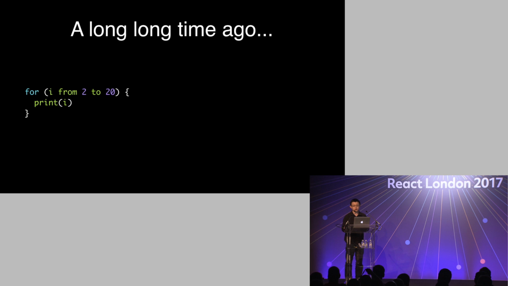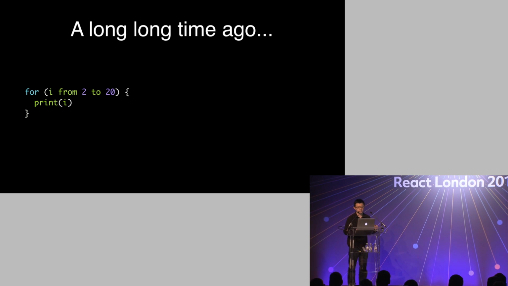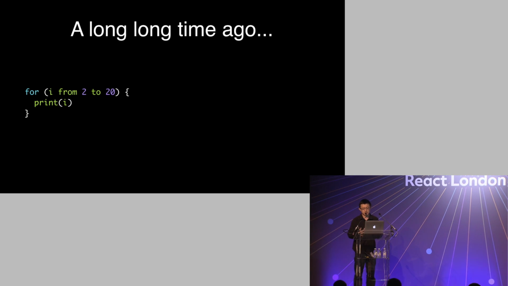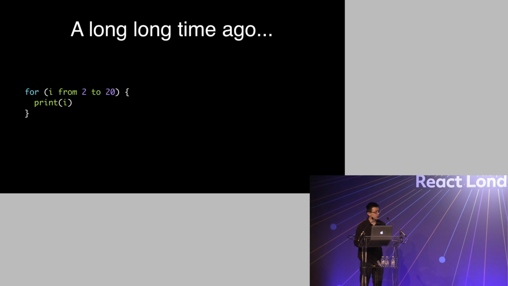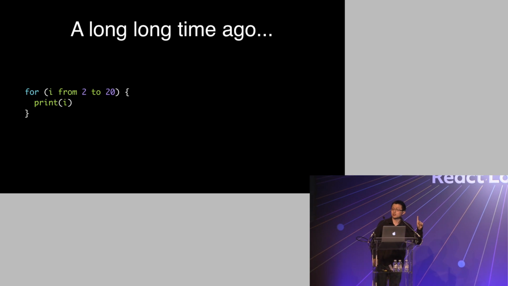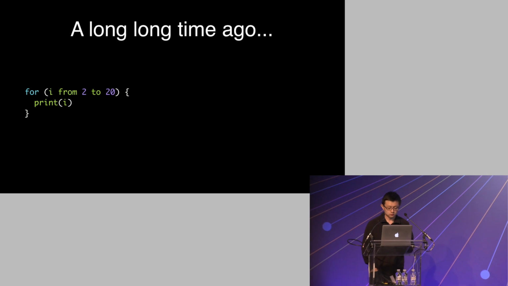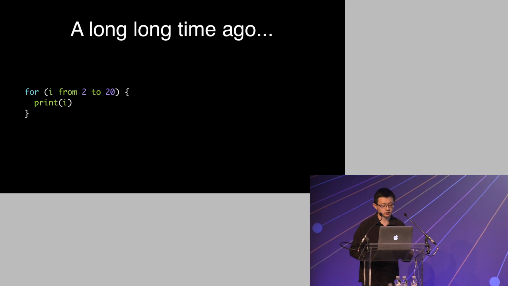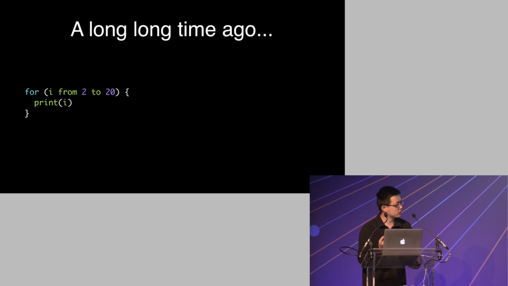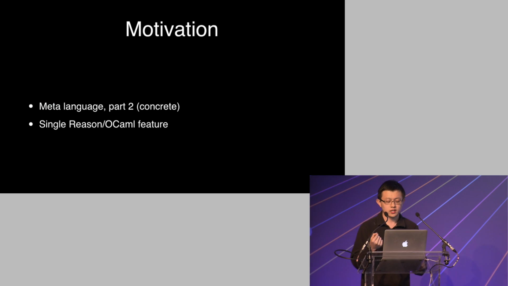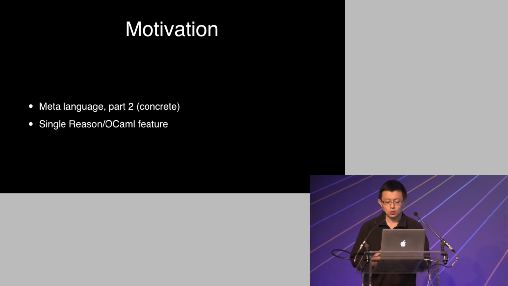Today, I'm going to give a more concrete talk, and it will be lots of examples, and we will talk about this one single feature that Reason or OCaml has. Just one feature that illustrates this mentality. And I kind of want to use this feature to demonstrate how we can push down into the language what was previously in the React community, for example, in the meta language level.